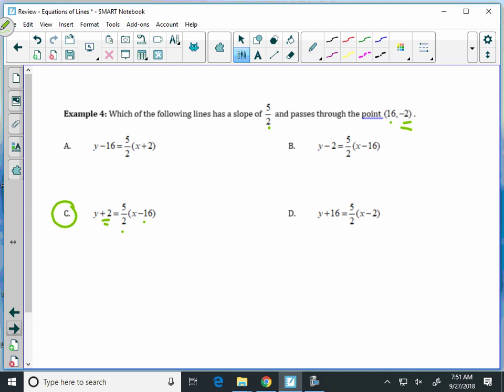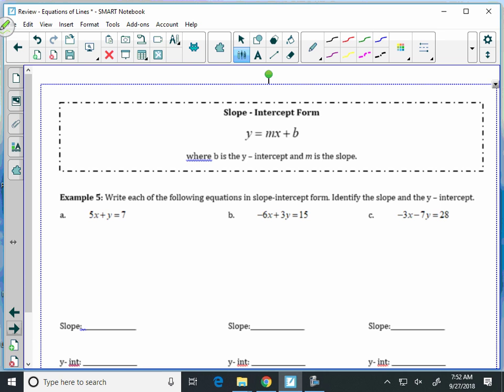Okay. Questions over point slope form. Something you did in algebra 1. We don't have to solve. Continue like that. Okay. Flip it over to the back. We're going to talk about slope-intercept form.